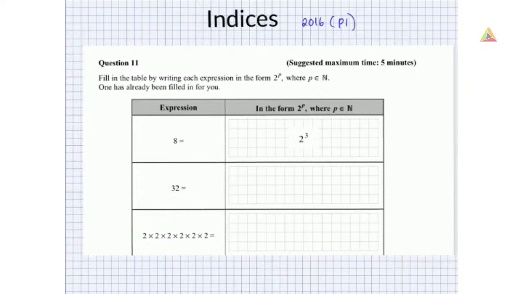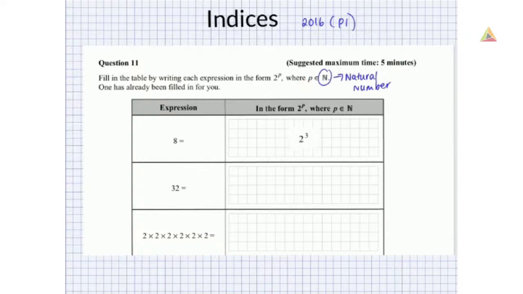Fill in the table by writing each expression in the form 2 to the power of p, where p is an element of n. So we know that n is going to be a natural number, so we're looking for a natural number for the value of p. 1 has already been filled in for you. 8 is 2 to the power of 3, because they want it in the format 2 to the power of something. In that case 3 is a natural number, so p is an element of n there.